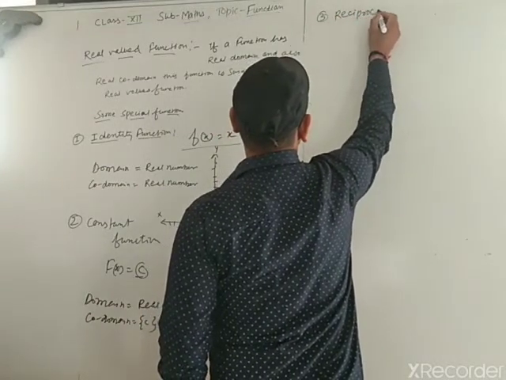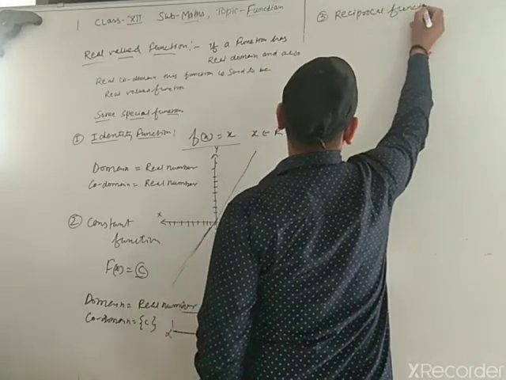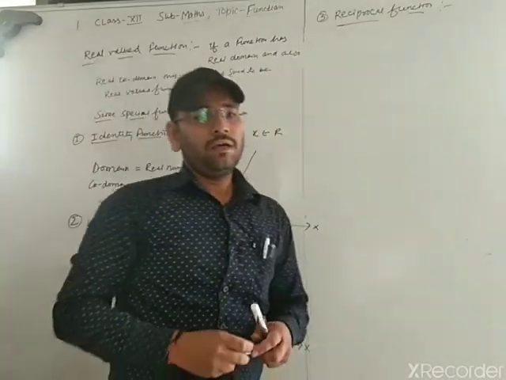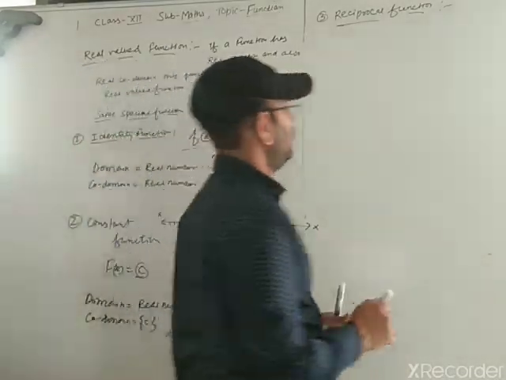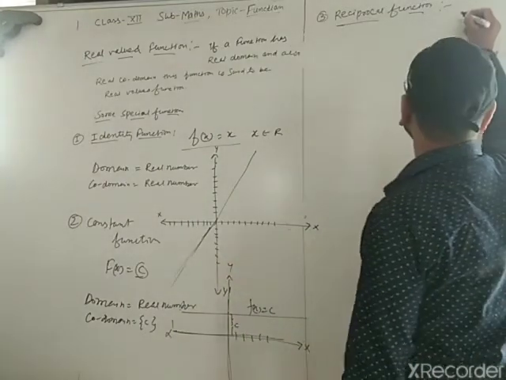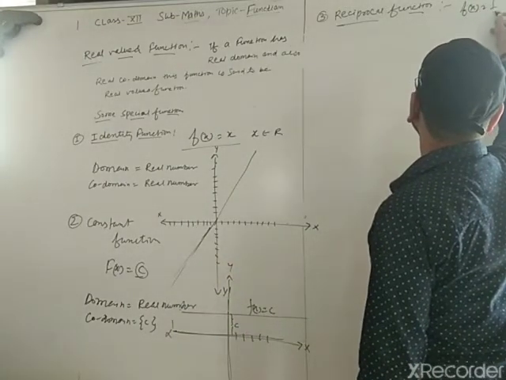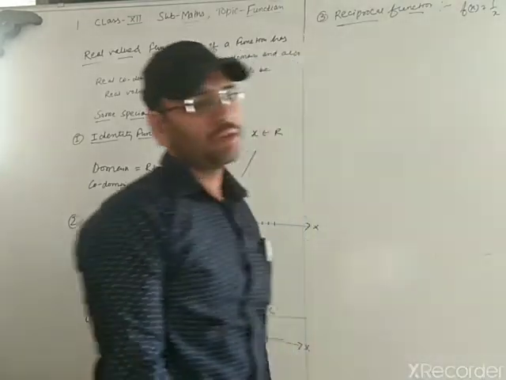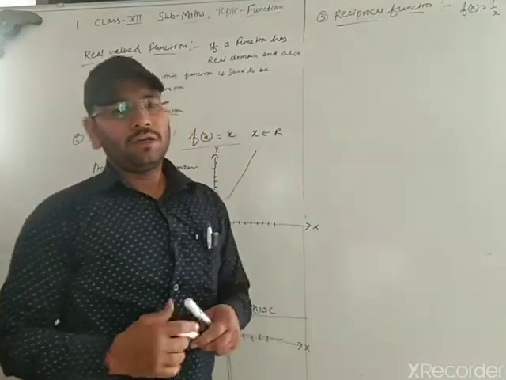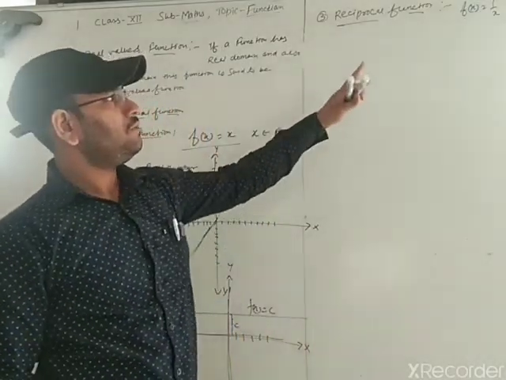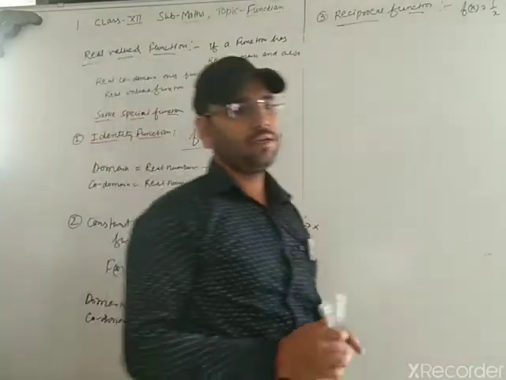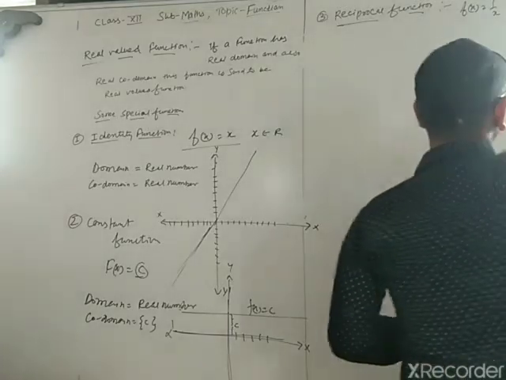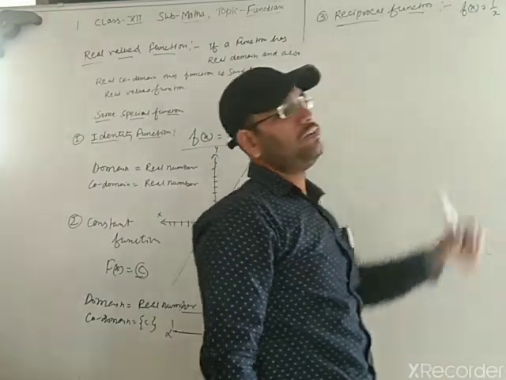Now next we are going to discuss the third, the reciprocal function. We can write the reciprocal function as f(x) = 1/x, where x belongs to real numbers. Clear? And we get all real numbers except 0. Why do we not get 0? Because at 0 we get an infinite answer.